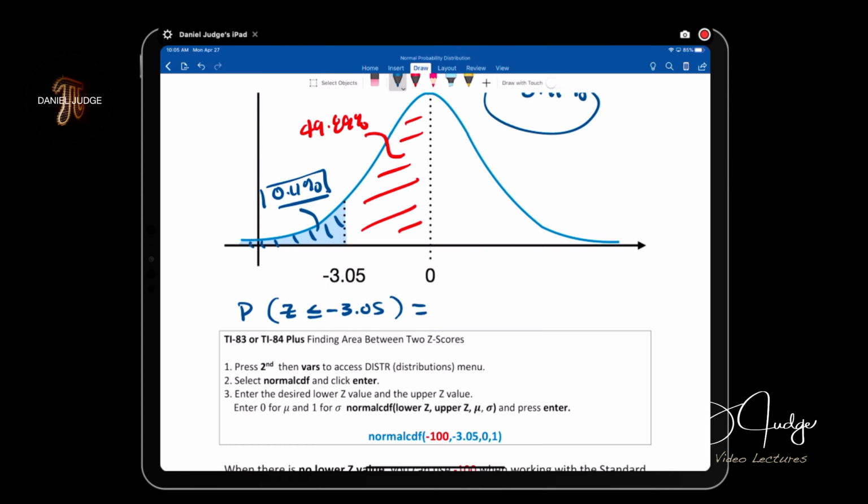So remember, here's that negative 3.05. You're talking about all these values to the left of it. Again, this goes to infinity and beyond. So the lower limit is actually going to be negative infinity, and this is my upper limit, going smaller to larger. Now that's a big deal. Why is that a big deal?